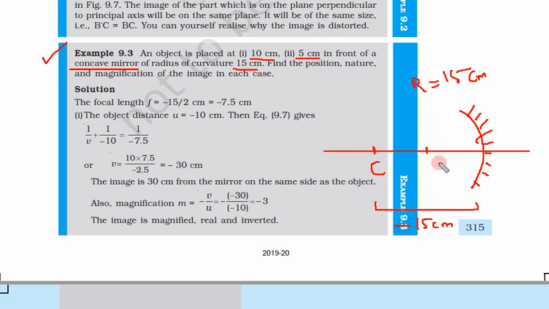And we have already learned that F is nothing but R by 2. So F is equal to minus 15 upon 2, which is equal to minus 7.5 centimeter. So focal length is minus 7.5 centimeter. So focal length is somewhere here. So let us write this F. This point is P. Now there is some object.